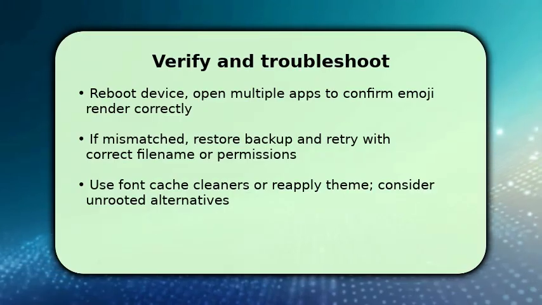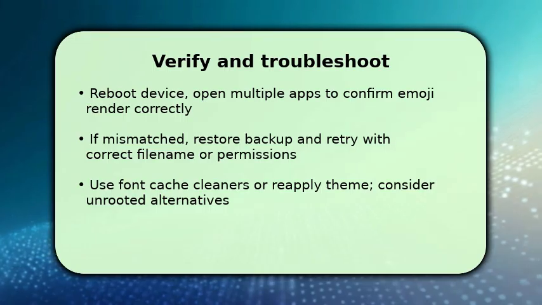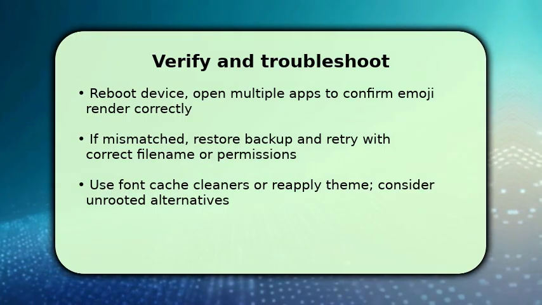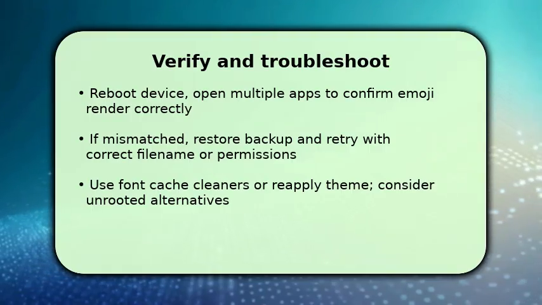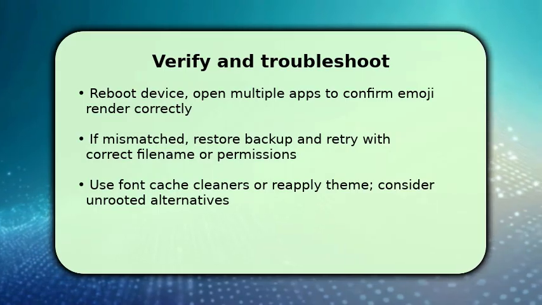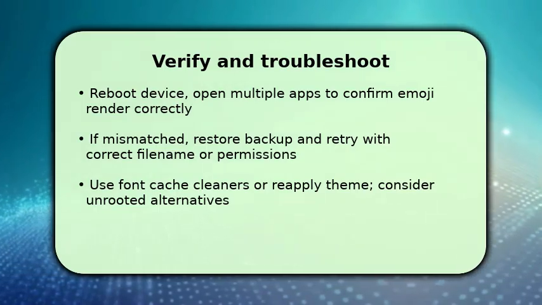Finally, you verify the change and address common failures. Reboot the phone and open messaging, social, and keyboard apps to confirm the iPhone emoji render consistently. This shows system-wide success. If you see squares or inconsistent glyphs, restore the backup and recheck the exact file name, ownership, and permissions. Errors here are the usual cause.